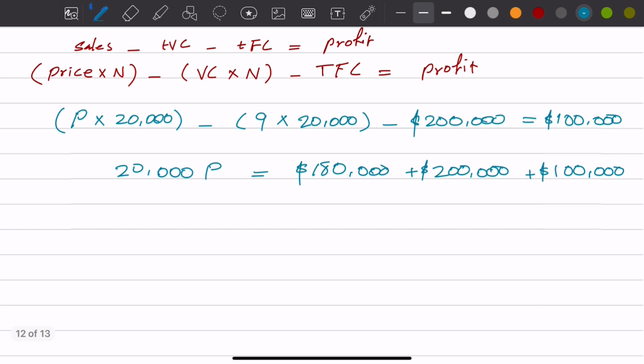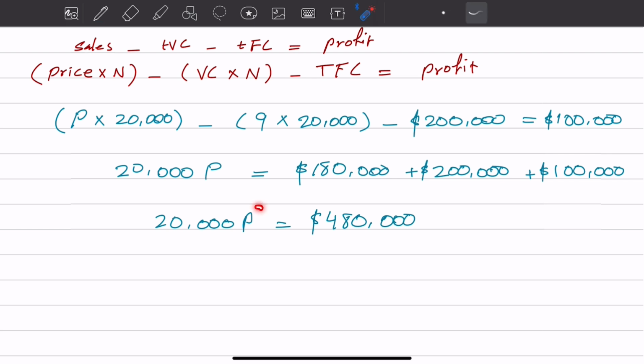Now we just simplify everything. So again, this is gonna stay as it is for now. 20,000 multiplied by P. It's gonna equal 180,000 plus 200,000 plus 100,000. Okay, and that's gonna be 480,000. Okay. Now, of course, we want to set this free, so we're gonna divide both sides by 20,000. Right? And we should get our answer.